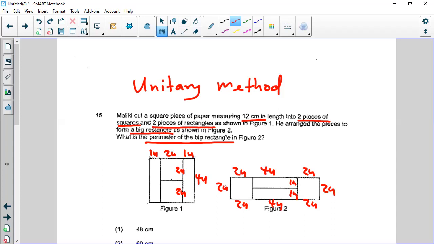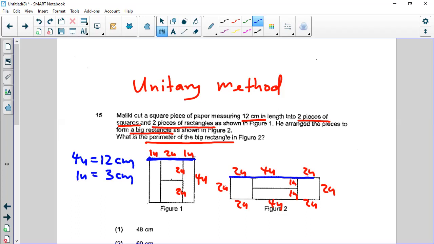Now, Maki cut a square piece of paper measuring 12 cm in length. So where is the 12 cm in length? This is the square piece of paper, right? And the length is over here, right? So the 4 units is the length of one side of the square piece of paper. So your 4 units is 12 cm. 1 unit must be 3 cm. Am I correct? Okay. So if 1 unit is 3 cm, what's the perimeter of the big rectangle?